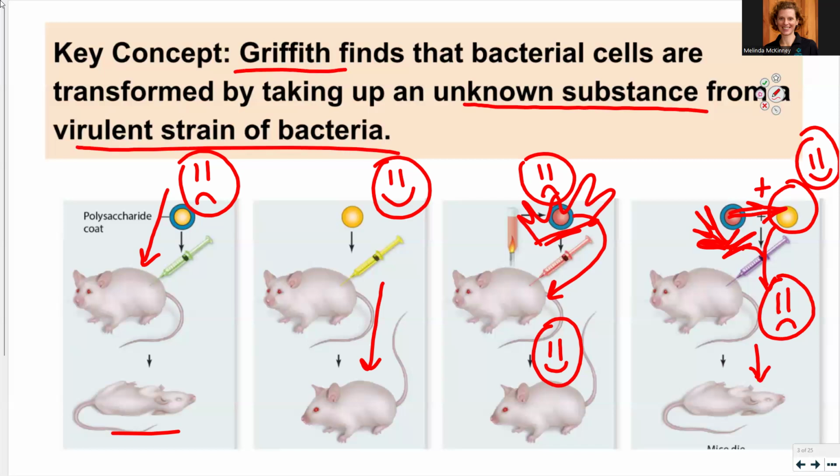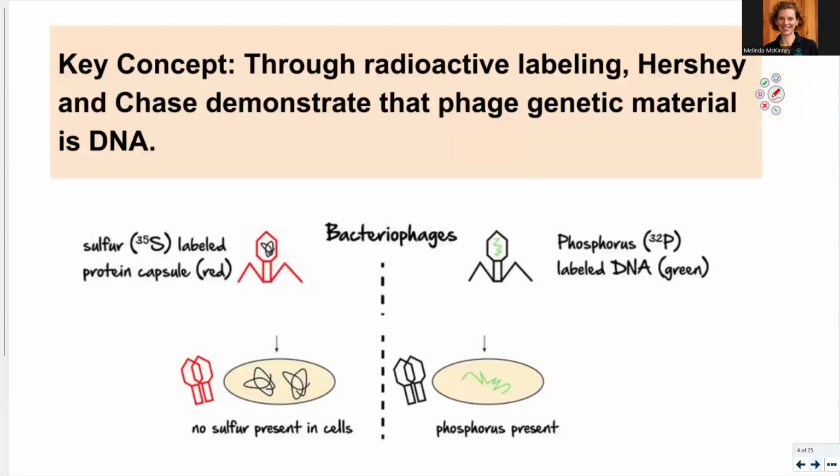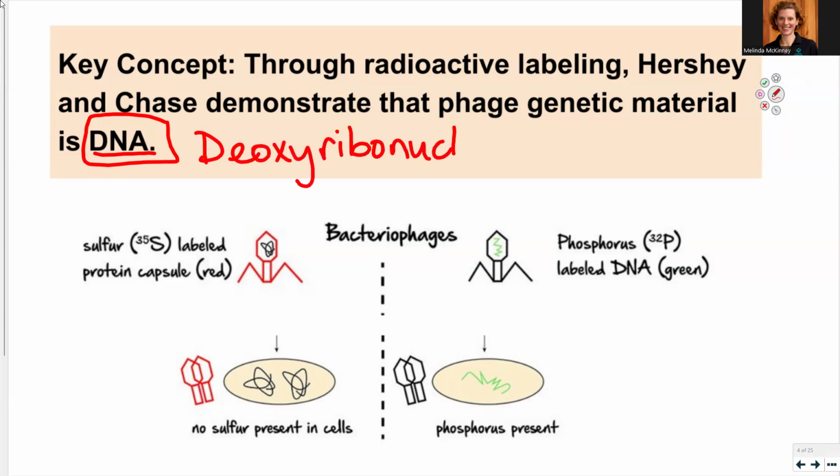So the next experiment demonstrated that it was, in fact, a substance called DNA that was changing the pathogenicity of that bacteria from non-pathogenic, not disease-causing, to pathogenic. So DNA, again, we learned about in previous chapters. It stands for deoxyribonucleic acid, right? So we learned about macromolecules.